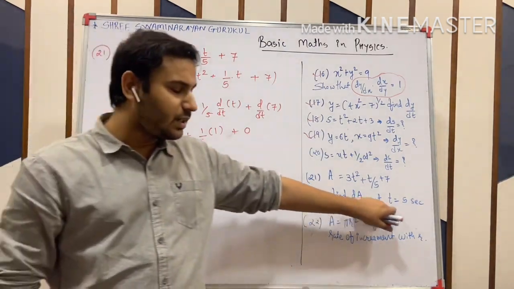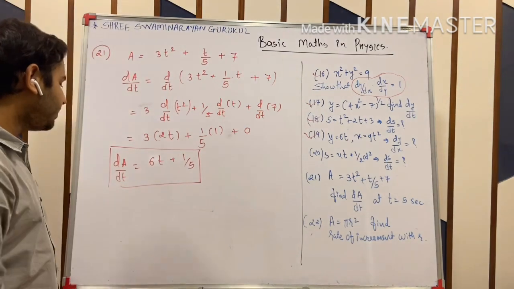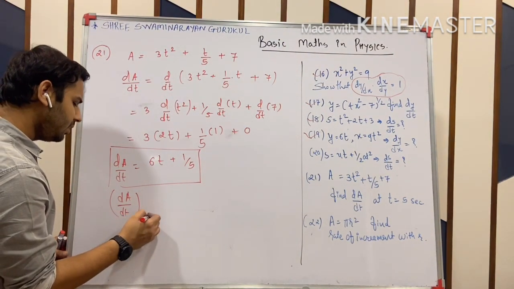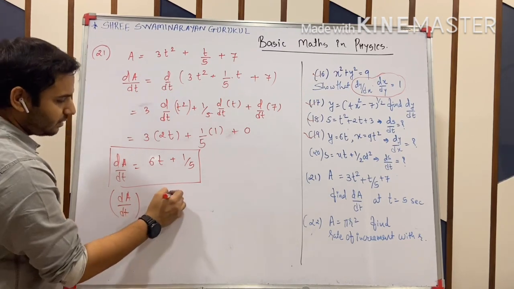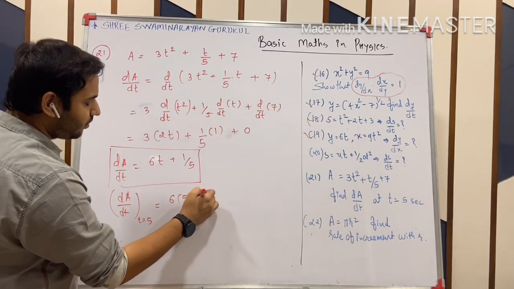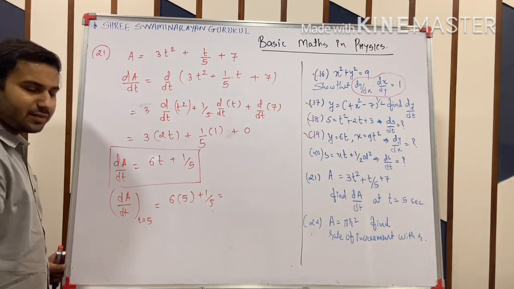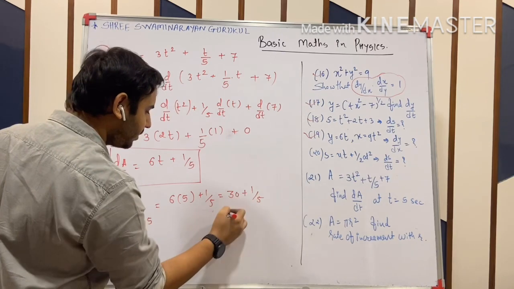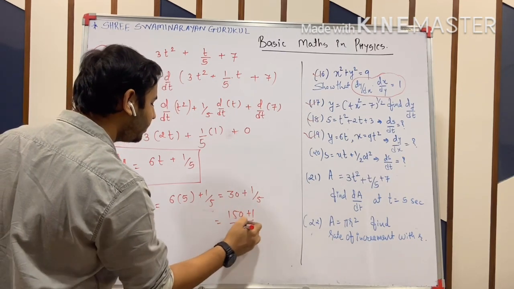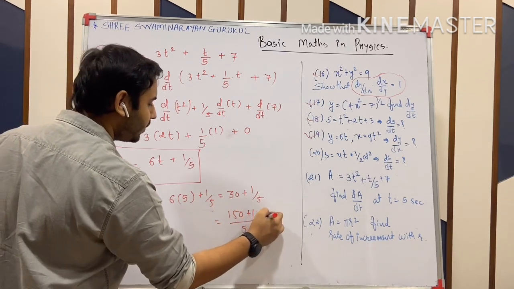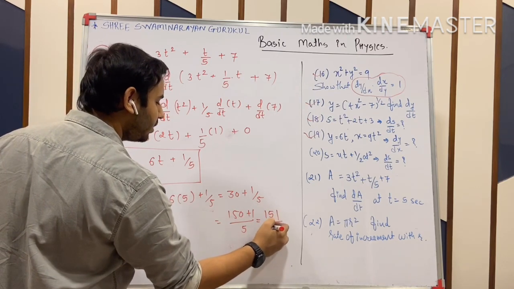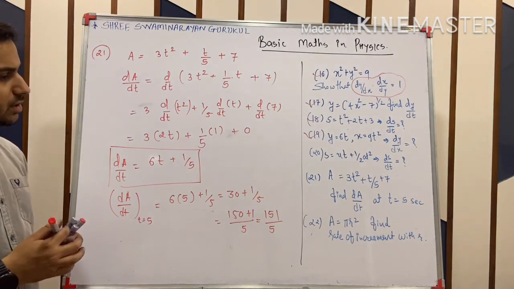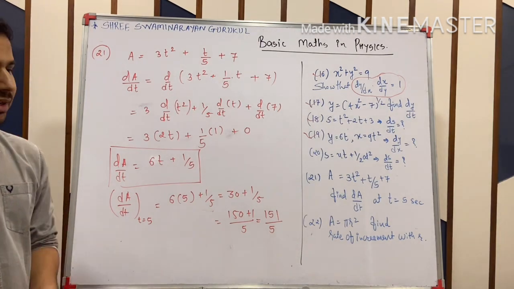Now the value is given, t is equal to 5. Substitute dA by dt at t is equal to 5. 6 into 5 plus 1 upon 5. 6 5s are 30 plus 1 upon 5. 150 plus 1 upon 5. Your answer is 151 upon 5. Understood? Okay. So which question we did? 21. Now only the last question left.